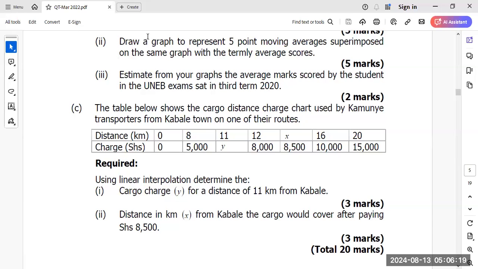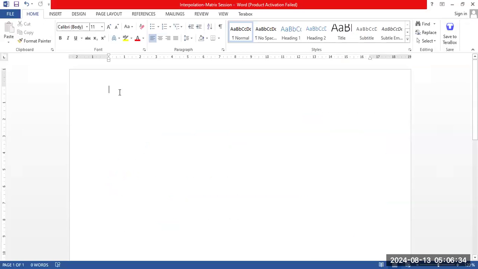So we are going to start answering this, and you will realize that actually it is not hard. We are starting with question 4, March 2022. We are given the table.